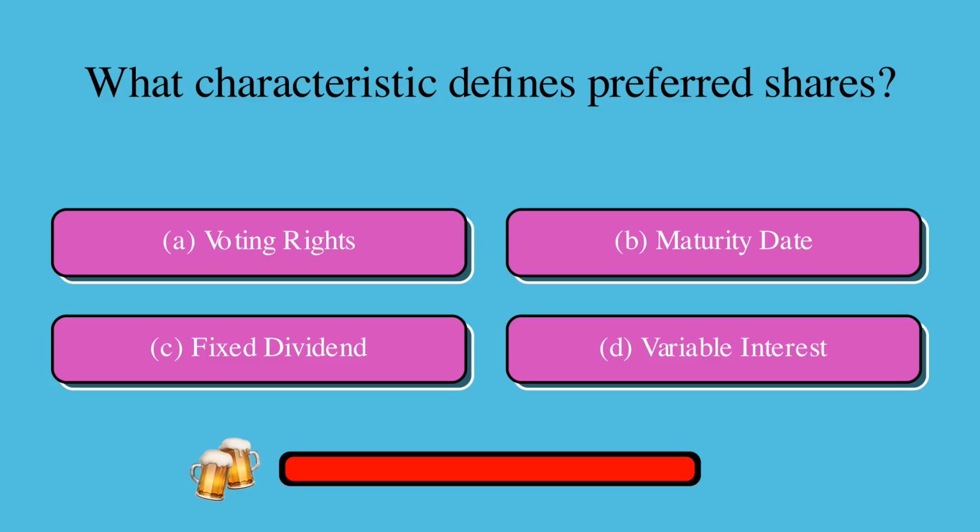What characteristic defines preferred shares? Is it A, voting rights, B, maturity date, C, fixed dividend, or D, variable interest? The correct answer is C, fixed dividend.